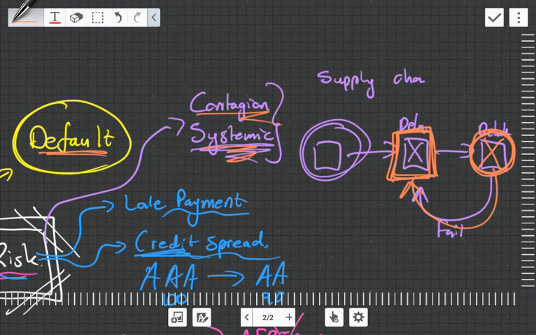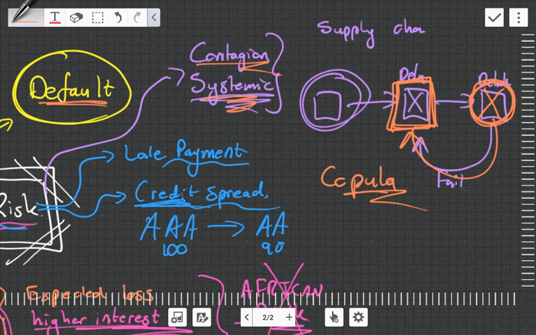One way to try and get around this is the use of a copula, which people did try to do. An actuary called, I think his name is David X, said we can use these copulas to model this contagion risk. It was totally stuffed up because, again, he used a normal distribution instead of one that was more skewed and fat-tailed.